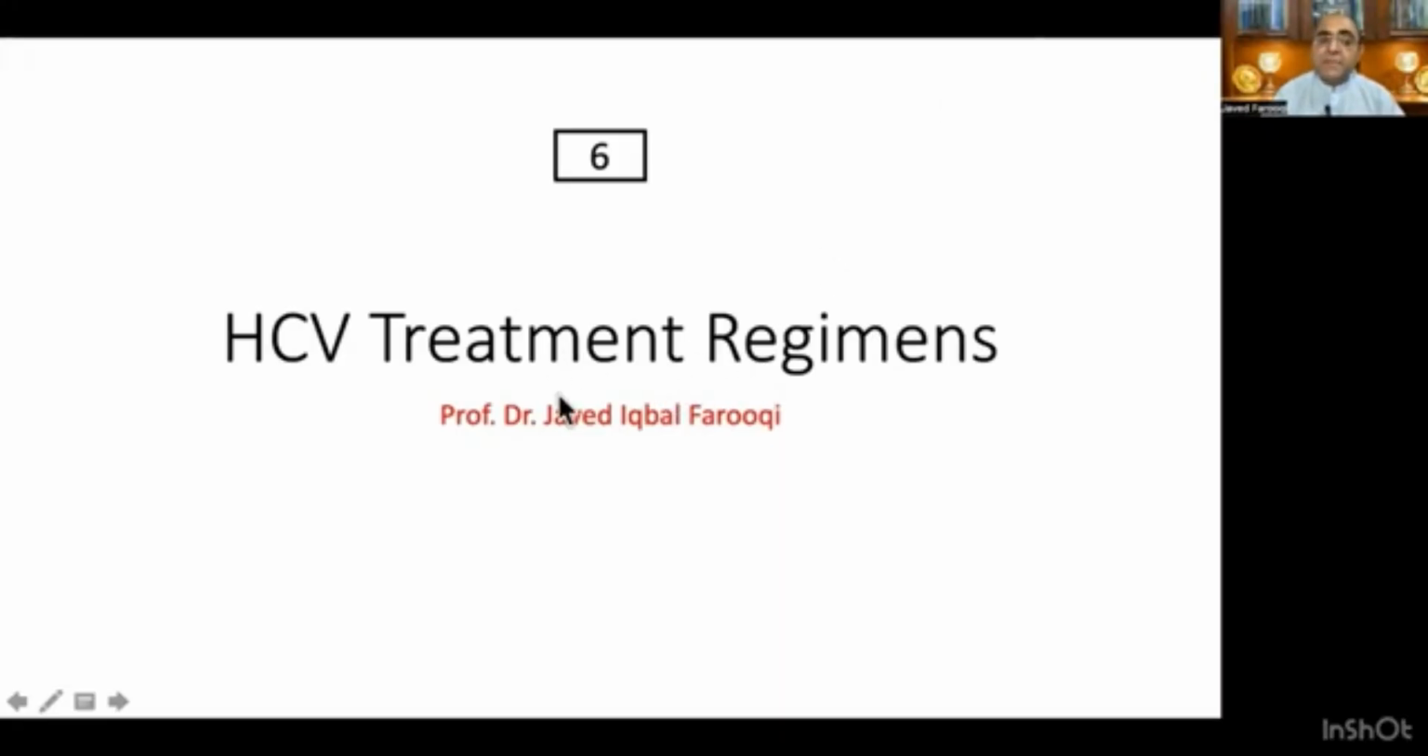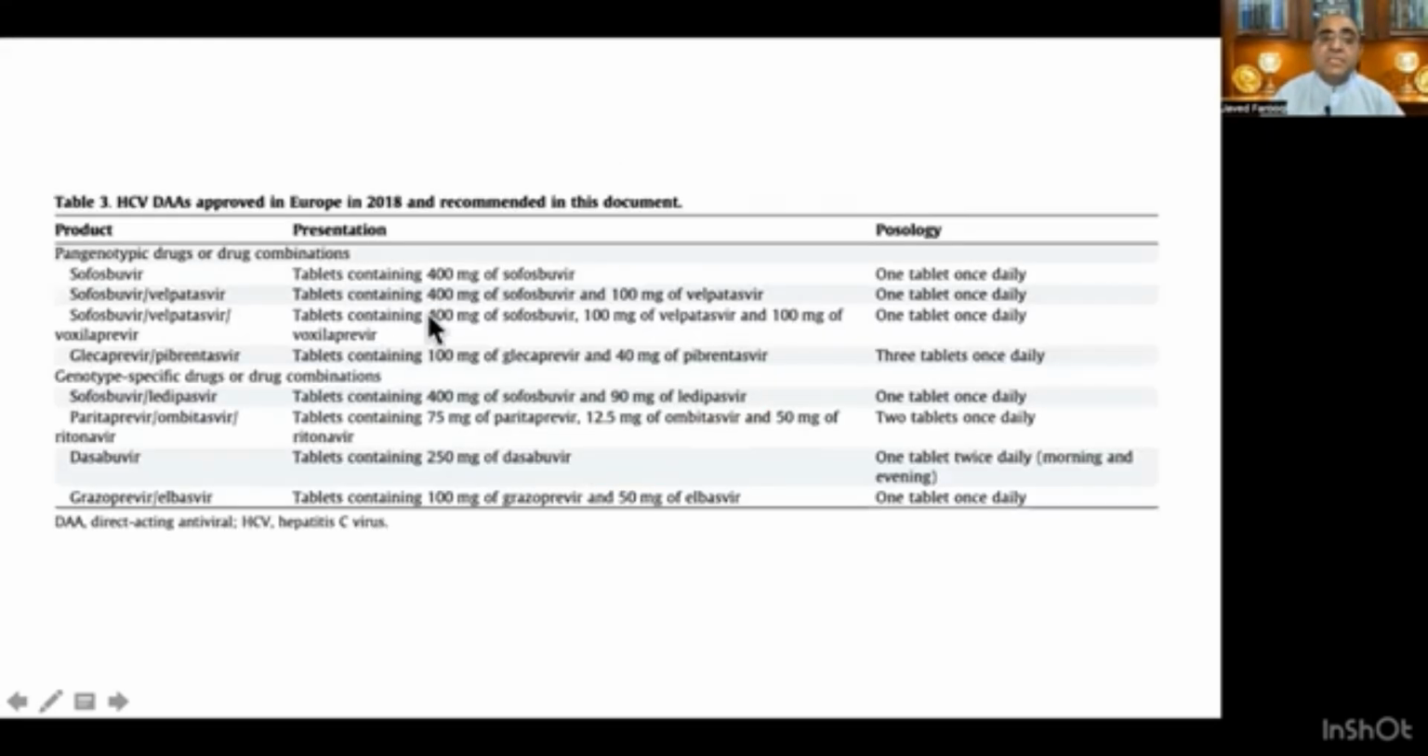So, as I said, today's video is about the HCV treatment regimens. This is the table from the EASL guidelines, showing the products, their presentations, and the dosages. Like in the pangenotypic drugs, sofosbuvir is a 400 milligram tablet, given one tablet daily. Then the sofosbuvir velpatasvir combination is a combo drug where sofosbuvir is 400 milligram and velpatasvir is 100 milligram. Again, one tablet daily is the dosage.